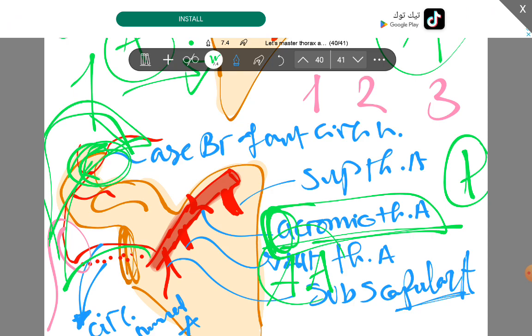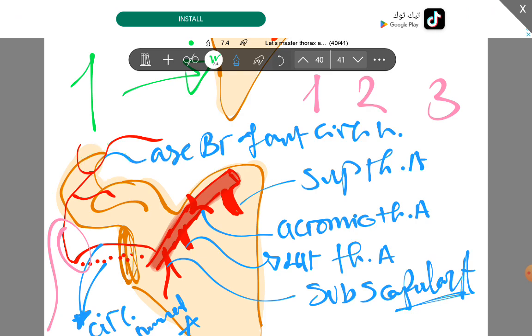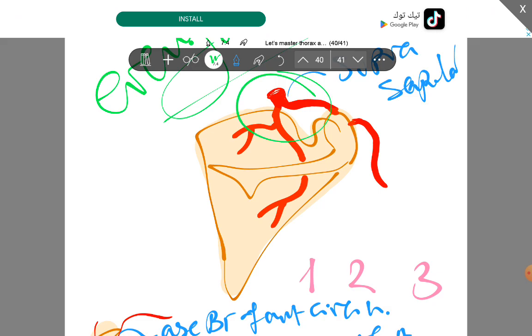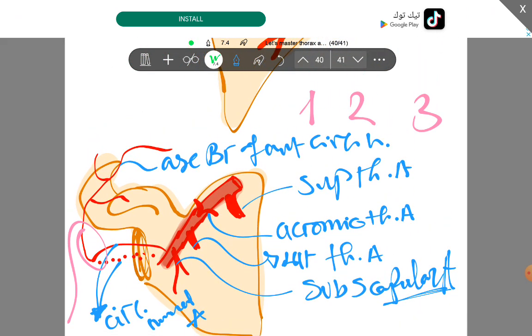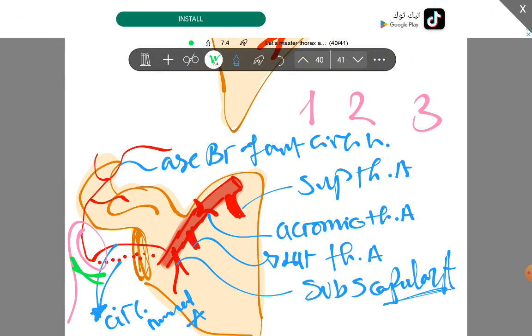Then there's the anastomosis around the surgical neck. Let me delete that. First thing is the suprascapular artery. Oh, that's amazing. The suprascapular artery from the subclavian, and then we have the anterior and posterior circumflexes that go here around the surgical neck. So 1, the suprascapular artery. 2, anterior and posterior circumflex humeral arteries.